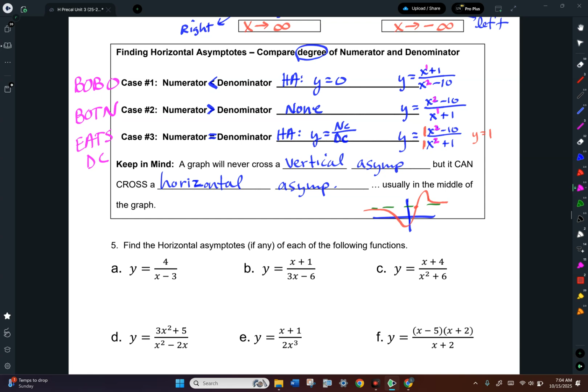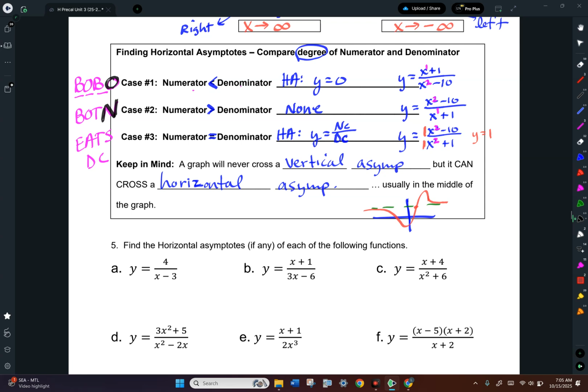So the Bobo, that's where they're saying bigger on bottom. Well, if the numerator is less than the denominator, then the denominator is bigger, so bigger on bottom. And when it's bigger on bottom, the horizontal asymptote is 0. Or the next one, if it's bigger on top, where the numerator has a higher exponent than the bottom, that's the case where the answer is there are no horizontal asymptotes. It's funny, people usually just call this Bobo-Botten. They forget the eats DC, mostly because they don't remember what the letters stand for. But they don't really need to, because they usually know the rule.